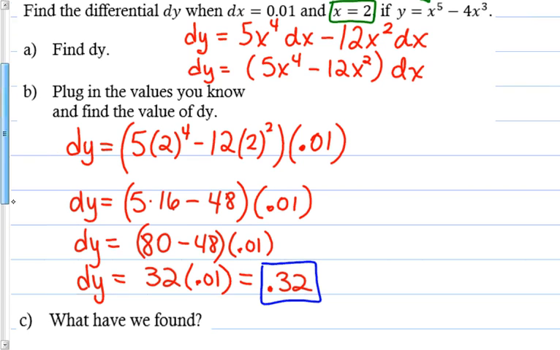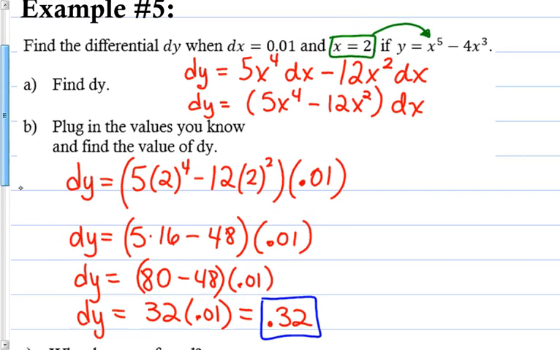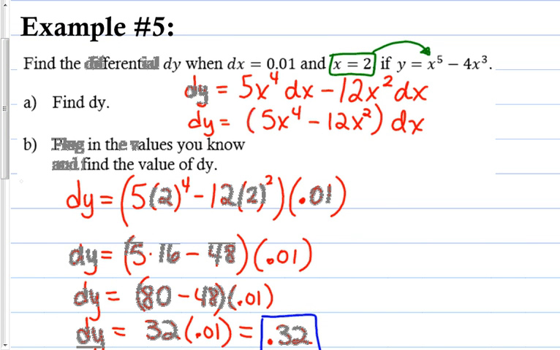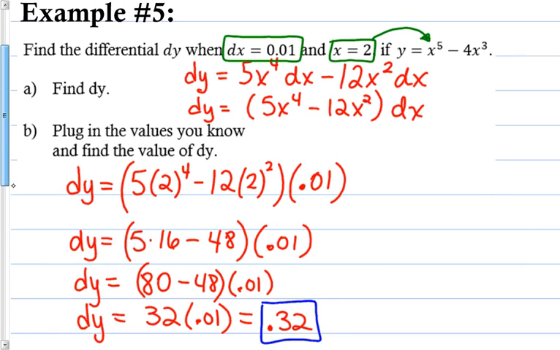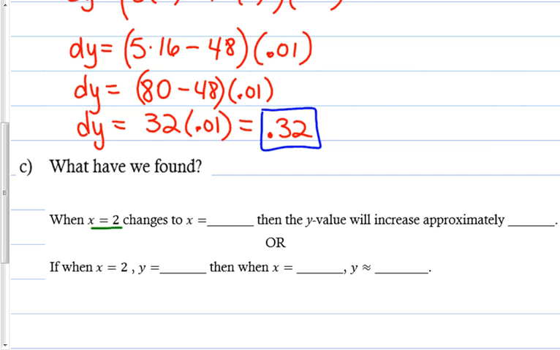All right, so part C. What have we found? Hold on, let me go up. What did x change to? Well, they told me the change in x was 0.01. Originally, x was 2. So when x goes from 2 to x equals 2 plus the amount it changed by, then the y value will increase approximately by 0.32.